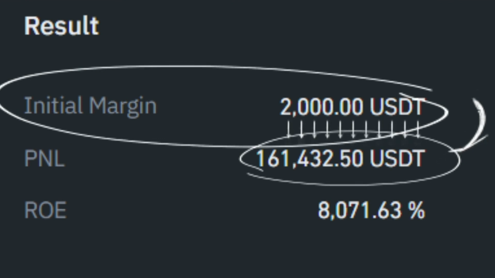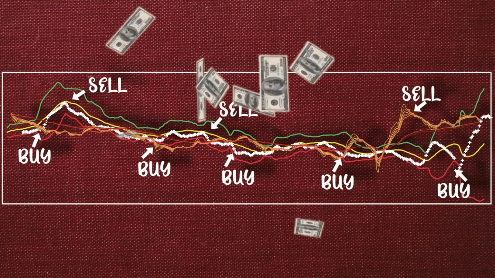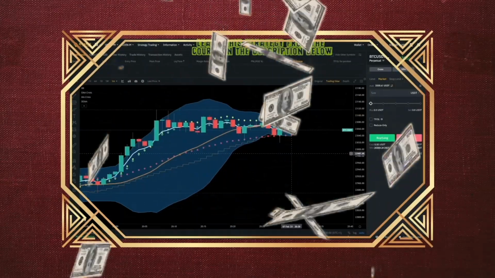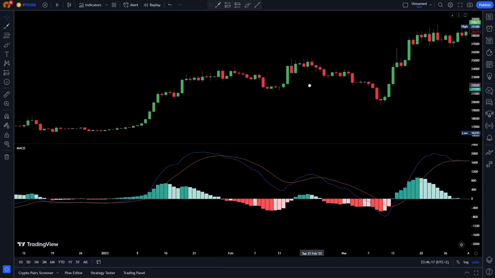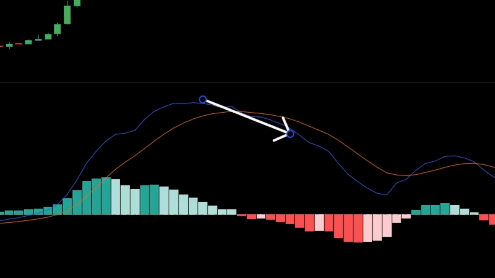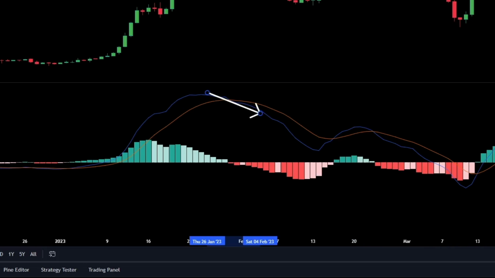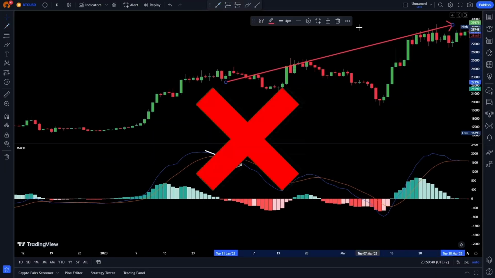Meaning, if you have a strategy with more than 80% winning rate, this means money. 80% is really a lot. But if you are planning to depend on this indicator alone, trust me, you are going to face a lot of false signals. For example, here, all the rules are applied. The MACD line is crossing the signal line from above to below. They are both above the zero line, but as you can see, the market took the other direction.